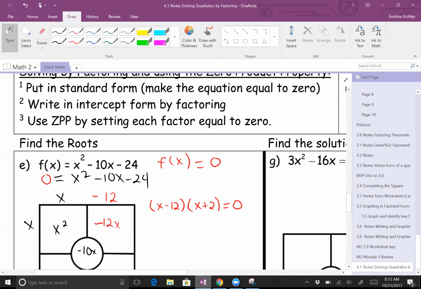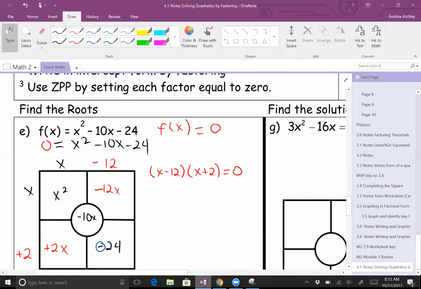Okay, so we're going to write it in factored form. Then we're going to use the zero product property by setting each factor equal to 0. So if my equation equals 0, one or both of these factors has to be 0. Okay, so to figure out what that would be, I'd have x minus 12. What would x need to be to get 0? And then x plus 2. What would x need to be to make that factor 0?